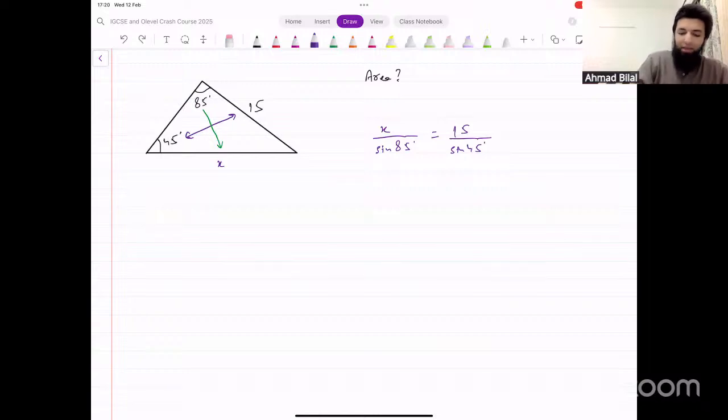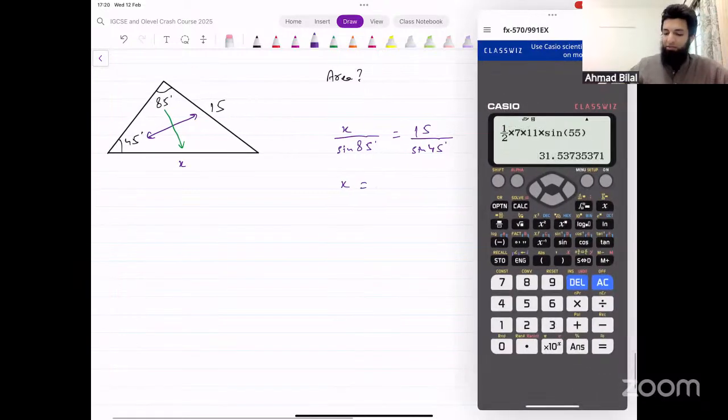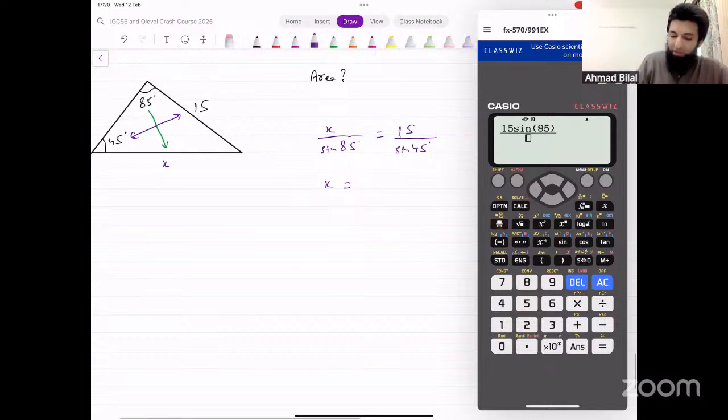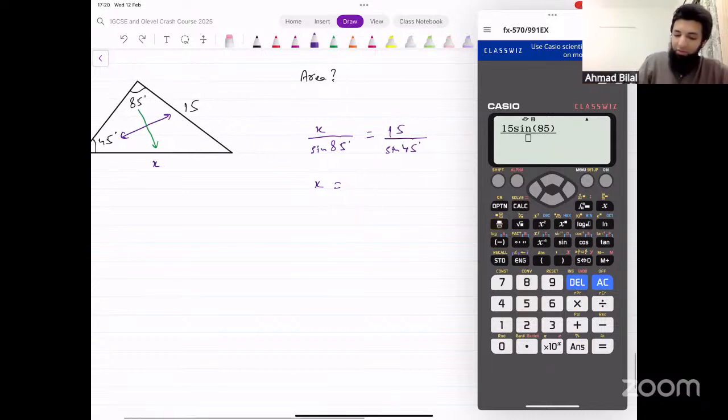Okay. x over sine of 85 equals 15 over sine of 45. We can use this to find the value of x first of all. Let's see what that turns out to be. 15 sine of 85 divided by, so this will go to the other side, right? It gets multiplied. Let me write that down here as well: 15 sine 85 divided by sine of 45.